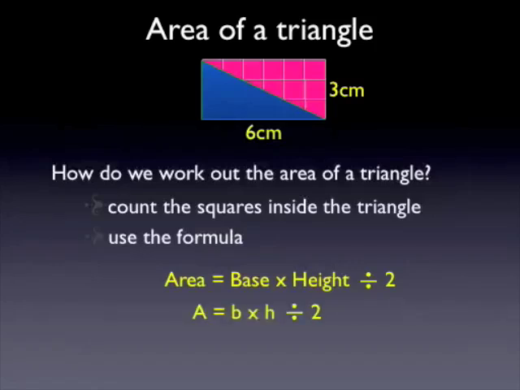So when you write it, you usually write A equals B times H divided by 2. You put in the values, 6 centimetres times 3 centimetres divided by 2. So the area is 9 square centimetres. So you might have got that right. We knew it was 18 for the rectangle. So if you halved it, you got 9 square centimetres.